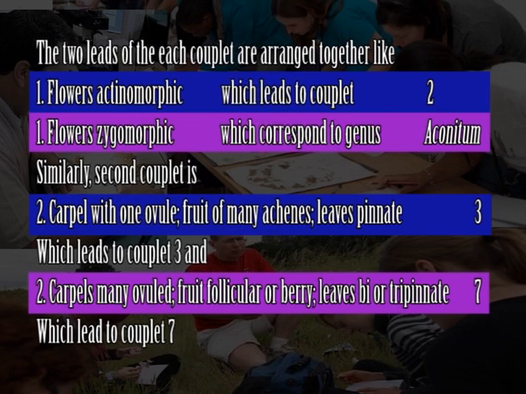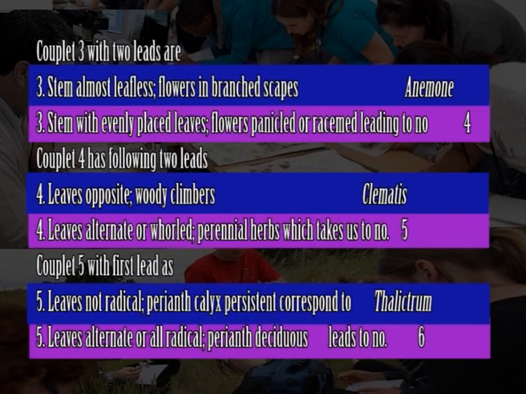Similarly, the second couplet is carpels with one ovule, fruit of many achenes, leaves pinnate, which refers us to couplet 3, and carpels many ovuled, fruit follicular or berry, leaves bi- or tripinnate, which leads to couplet 7. Couplet 3 has two leads: stem almost leafless, flowers in branched scapes. These signify the characters of Anemone. Stem with evenly placed leaves, flowers panicled or racemed, leading to couplet number 4.